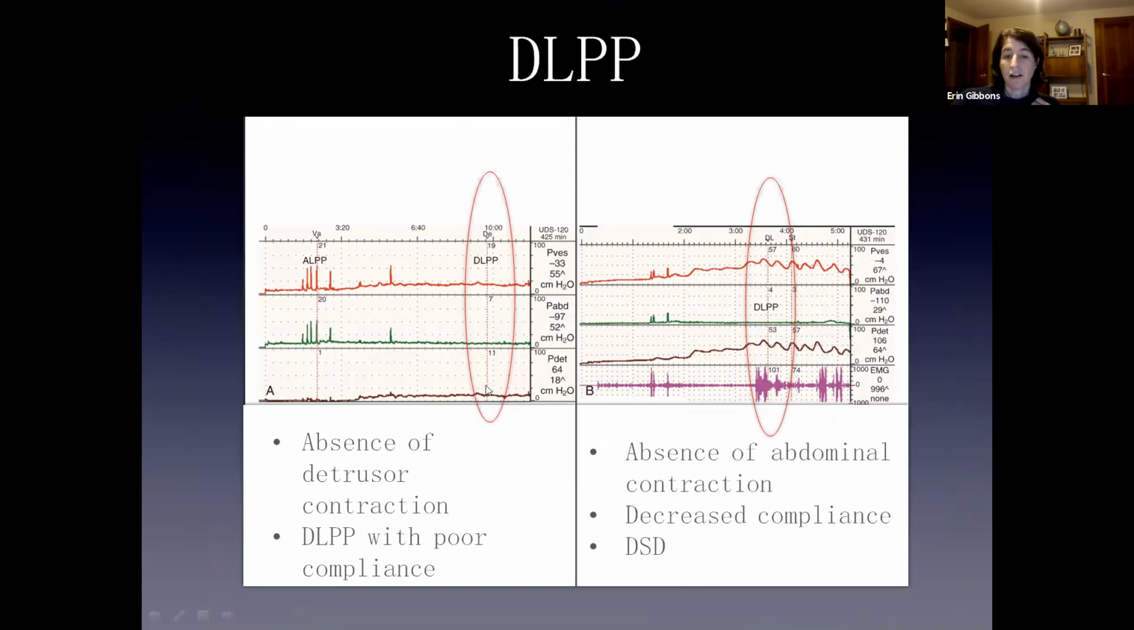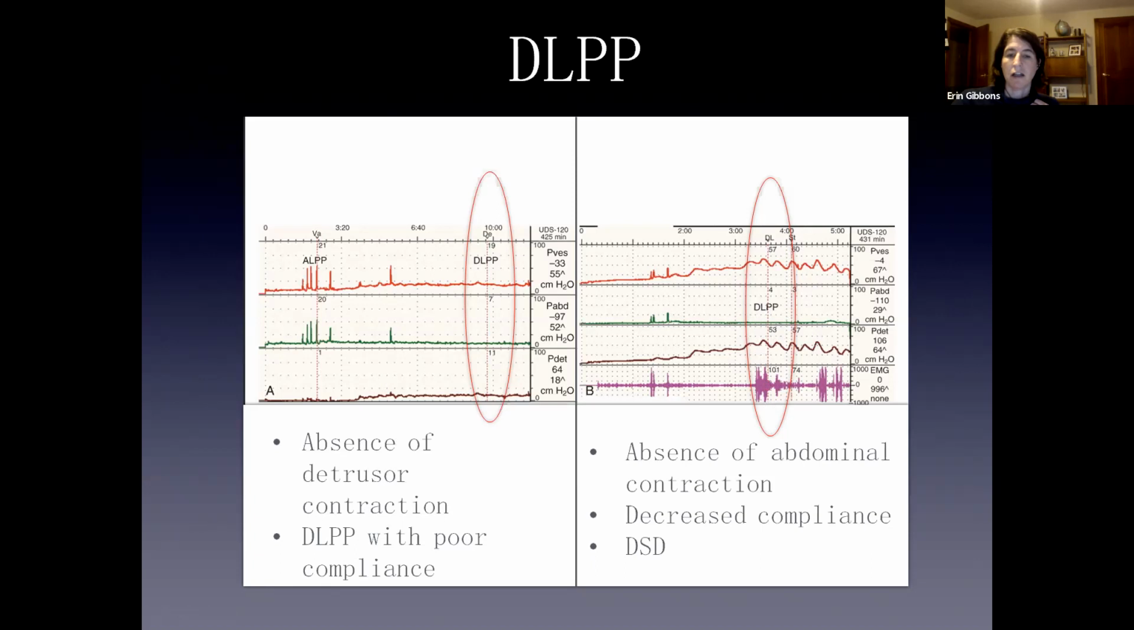So it's a leakage at the lowest pressure, with no detrusor contraction in this situation. And in this situation, it's no abdominal contraction, and obviously they measured a leakage there. So in this situation, we're talking about poor compliance of the bladder. In this situation, you can see the EMG is firing, and so we likely have some detrusor sphincter dyssynergia.